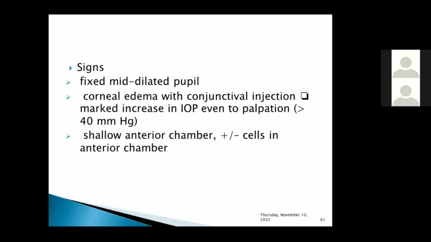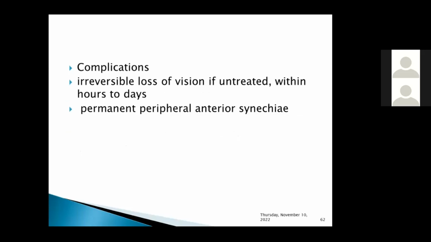Okay. And on examination, they will have a mid-dilated fixed pupil. They will have corneal edema, conjunctival injection, that means red eye, and the anterior chamber is shallow, and there are cells in the anterior chamber. These patients will come acutely, and the management is very difficult, and they may have irreversible loss of vision. But still, if they come on time, you can break the angle closure by different mechanisms.